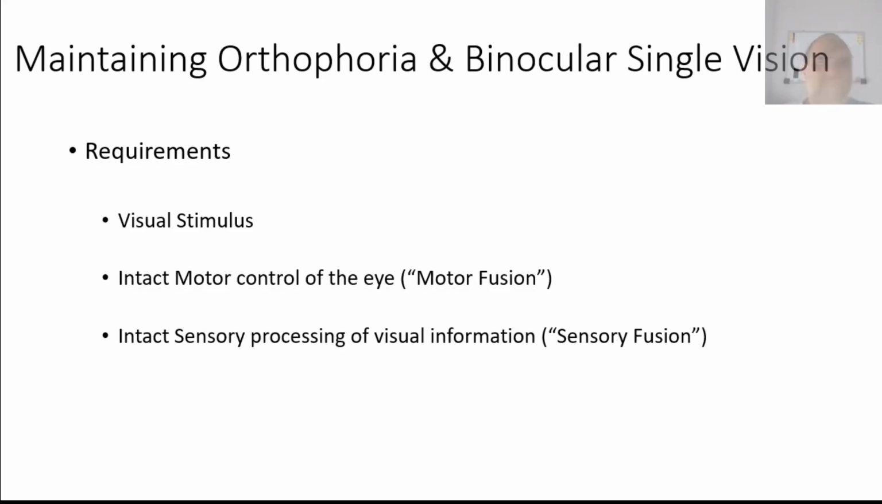So the motor control of the eyes, which moves the eyes to make sure that both of the eyes are looking at the same object, is called motor fusion. And the processing that takes place in the visual cortex is called sensory fusion. Again, both of these topics would be covered in greater detail when we talk about squint.